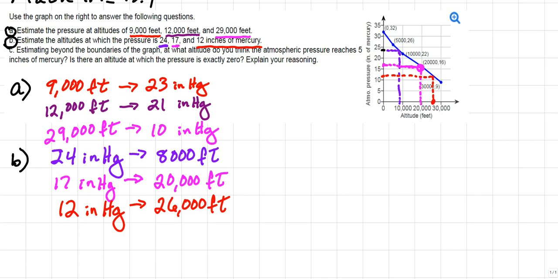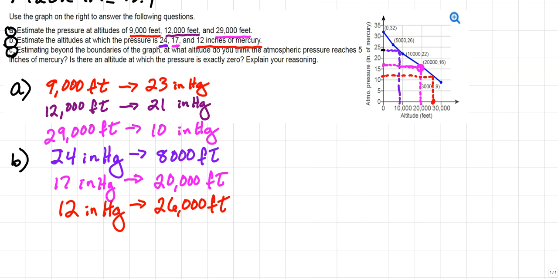Then finally, we're going to look at part C, which says estimating beyond the boundaries of the graph, at what altitude do you think the atmospheric pressure reaches 5 inches of mercury? Is there an altitude at which the pressure is exactly zero? Explain your reasoning.